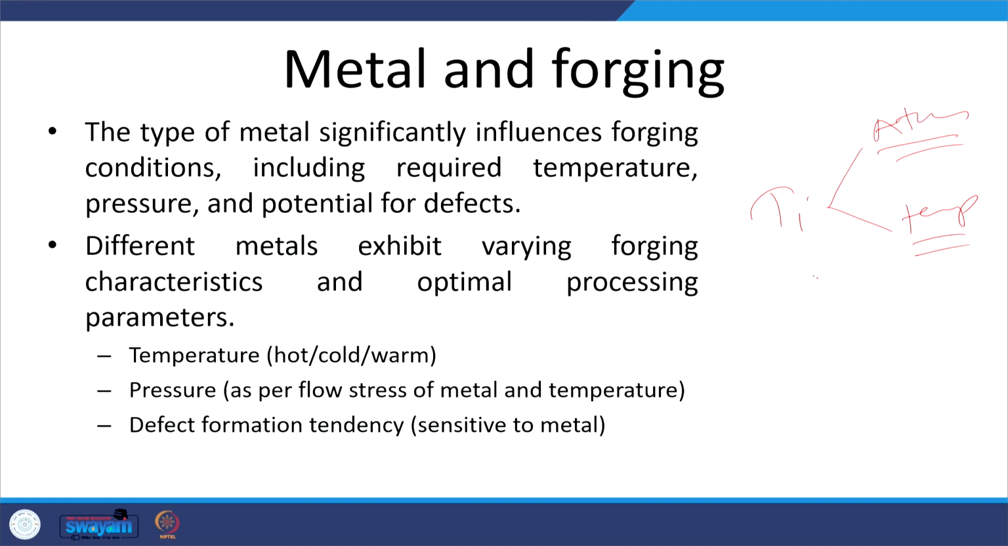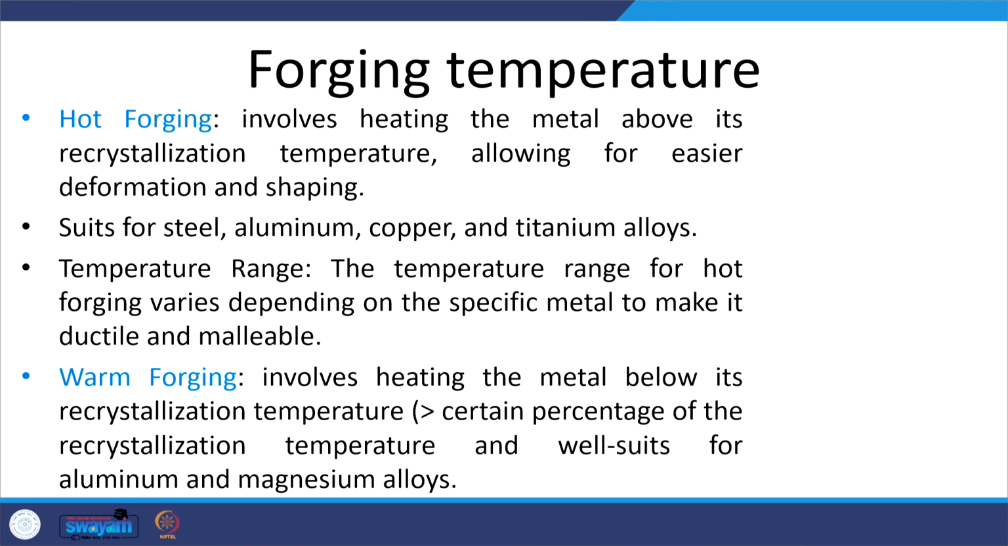Different metals exhibit varying forging characteristics, and therefore optimal forging parameters are also different. Say for temperature, a few metals will be more suitable for hot forging, and others may be okay for cold forging. Pressure is needed as per the flow stress of the metal and the temperature under which the forging is done, because increasing the temperature will simply help in reducing the flow stresses. And defect formation tendency heavily depends on the kind of metal being processed.